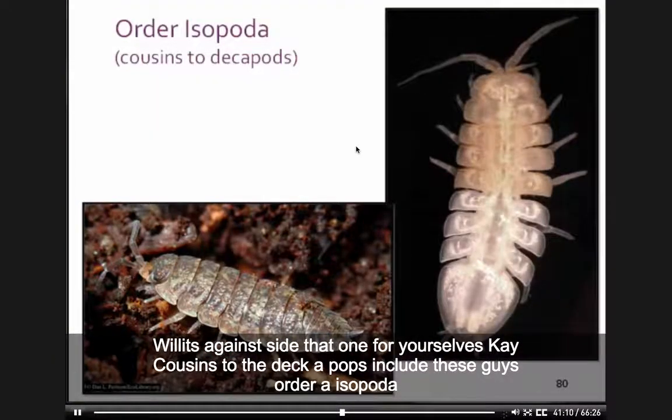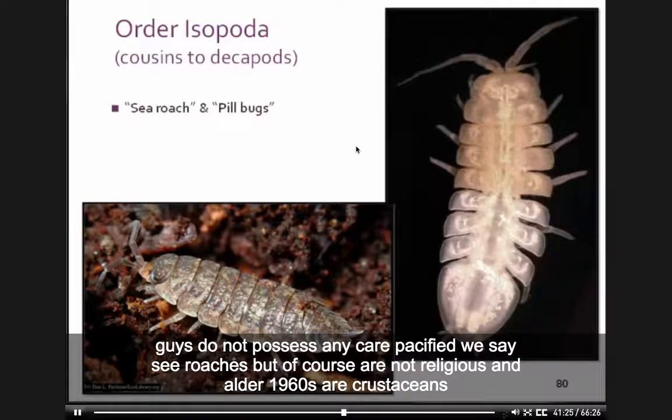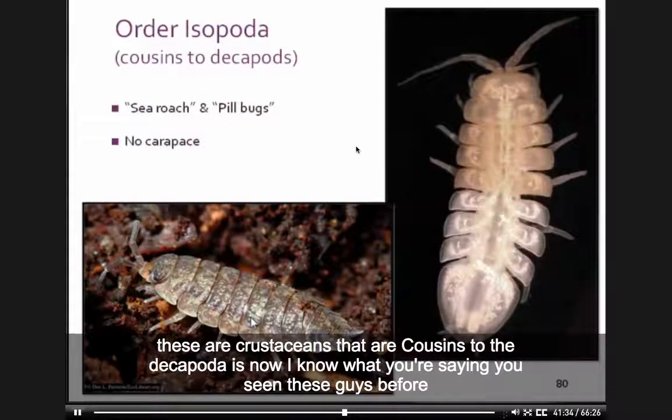Okay, cousins to the decapods include these guys, order Isopoda. Iso means same, and poda means legs. And you know these guys as roly-poly bugs or pill bugs, or they're also known as sea roaches. These guys do not possess any carapace. And we say sea roaches, but of course they're not roaches at all. They're not insects. These are crustaceans. These are crustaceans that are cousins to the decapods.